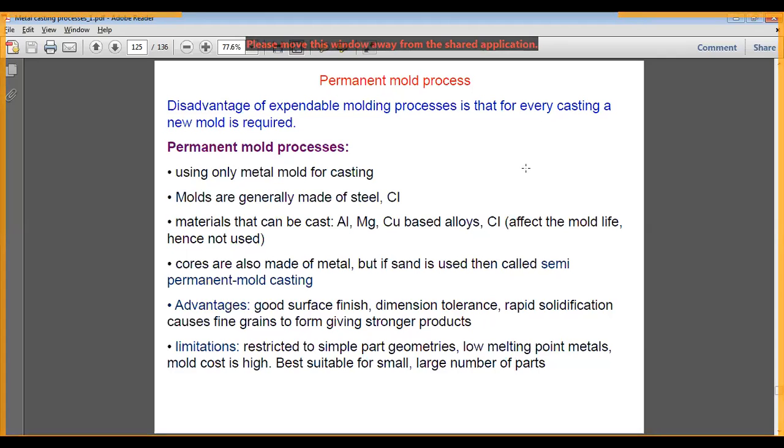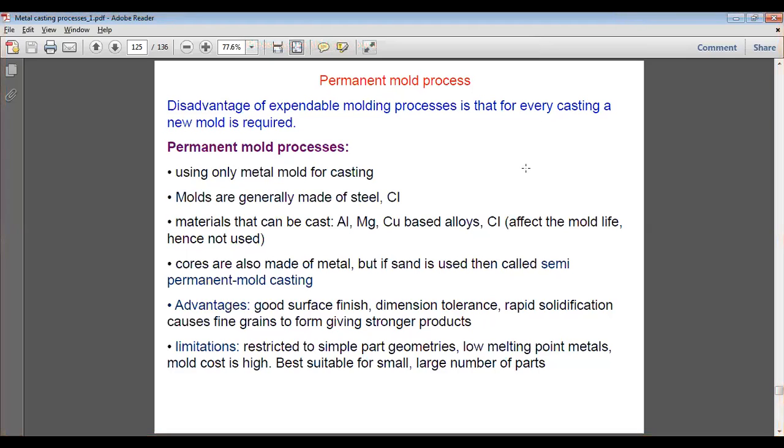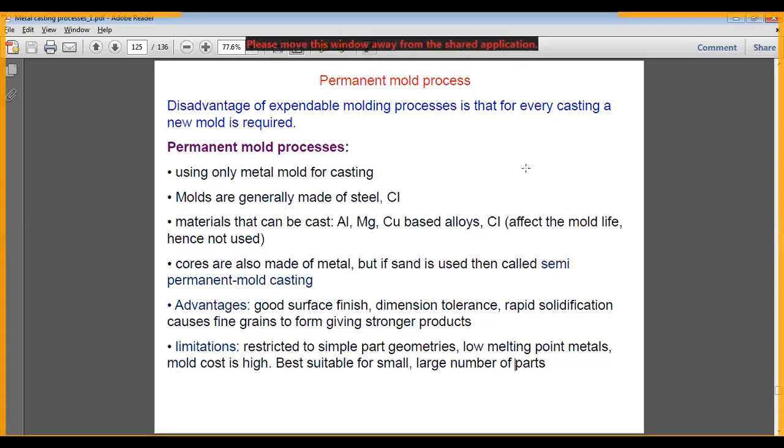So when we have to reuse the mold, we have to make it stronger, stiffer, and it must have more life as compared to a single use mold. Because in a single use mold we are concerned with just one product, and after one product we break it and take the casting out. But in permanent mold casting, we have to focus on a mold that is stable, that is capable of producing multiple pieces.